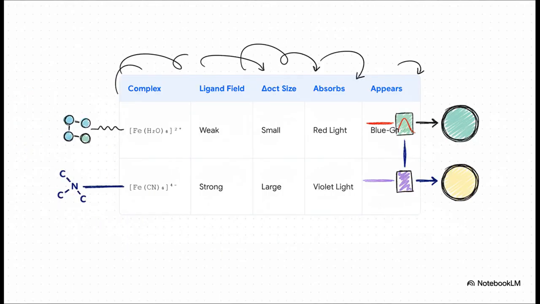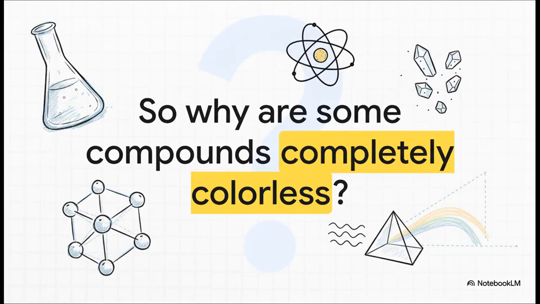This table just ties it all together beautifully. Look at our two iron compounds again. With the weak water ligand, it absorbs low-energy red light and looks blue-green. Swap in the strong cyanide ligand, and it absorbs high-energy violet light and looks pale yellow. It's the same metal, just changing the ligand gives it a completely different color. How cool is that? Okay, this brings up one last obvious question.